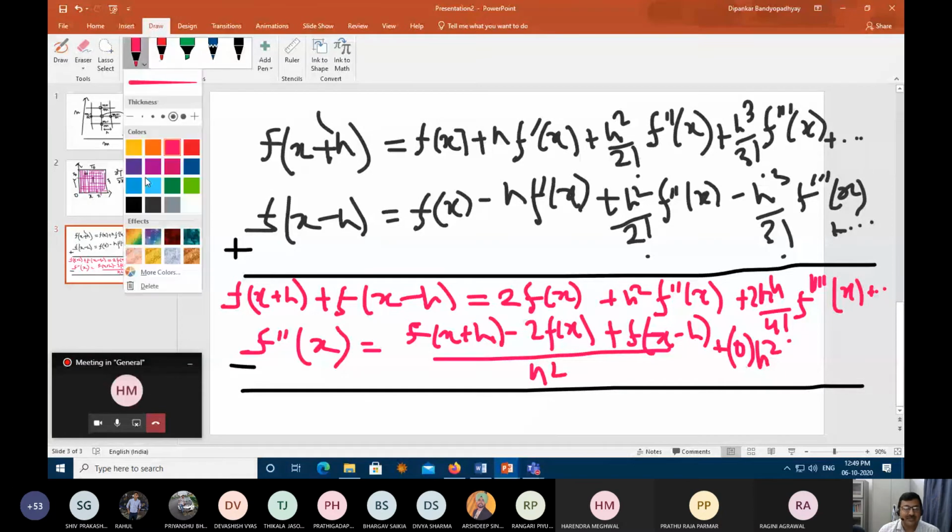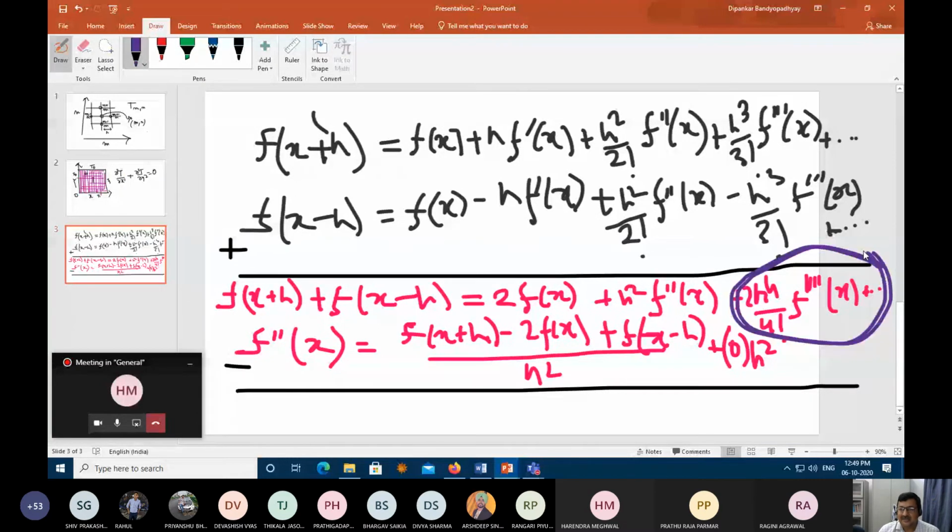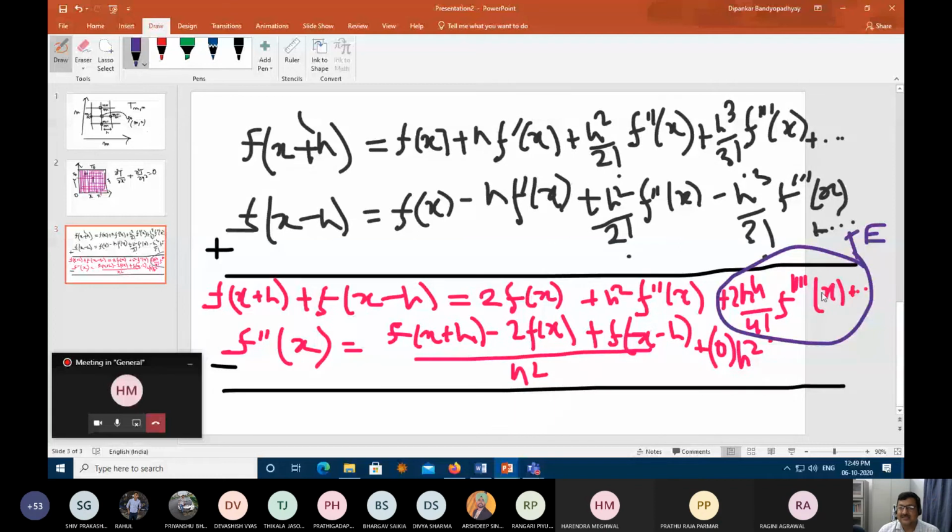So what is the truncation error? Truncation error is associated with this part. Since I have ignored all the terms bigger than this, I have truncated the series. I am committing an error which is called the truncation error. And what is this term? This is my level of accuracy. So since it is h squared accurate, this is called second order accurate.